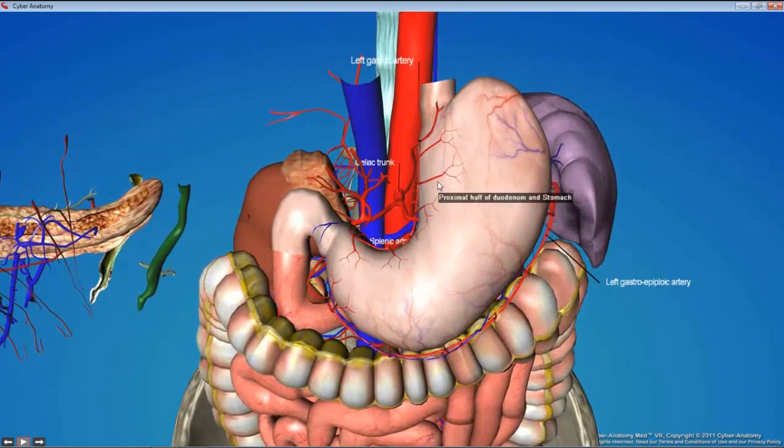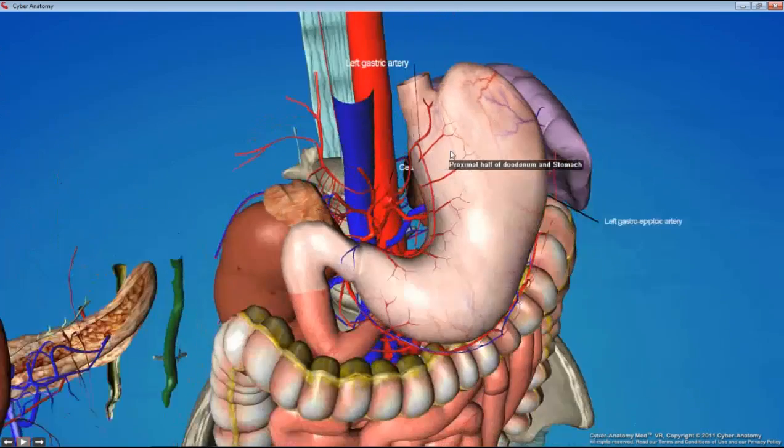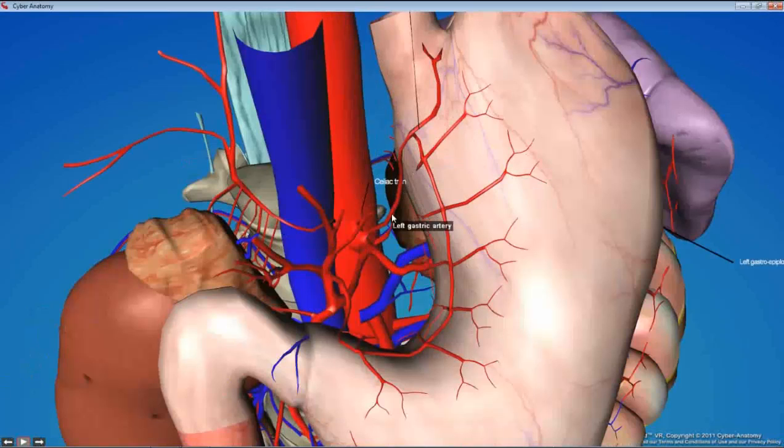At the same time, the left side of the lesser curvature is supplied by a direct branch from the celiac trunk called the left gastric. So you should probably be able to identify that pretty easily as well.